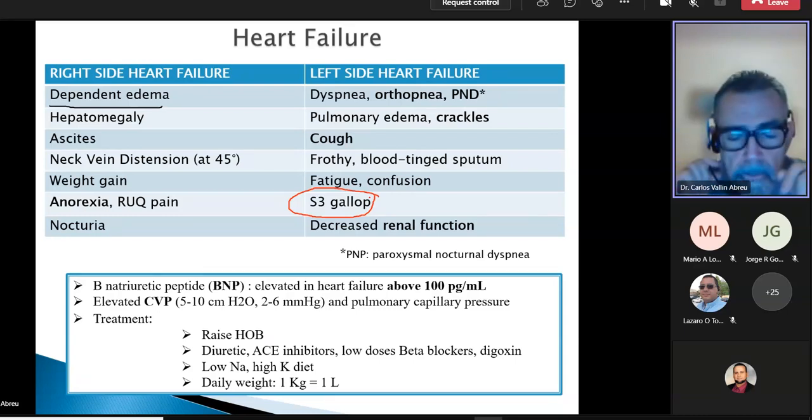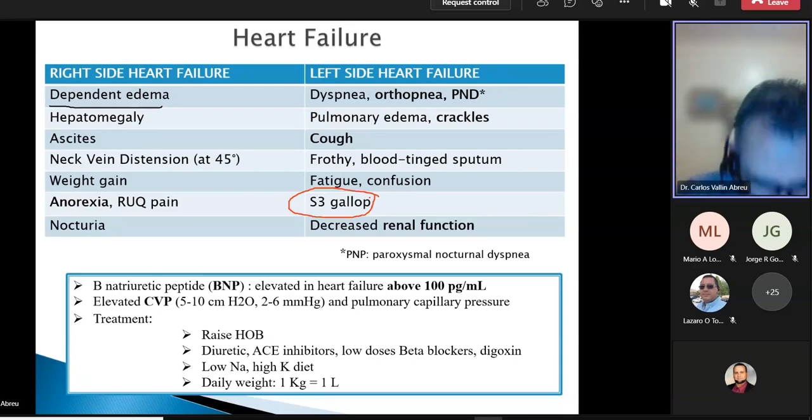So normally when you are hearing the heart, you're going to be hearing 1, 2, 1, 2, 1, 2. Now you are going to hear 3. 1, 2, 3. The normal is 1, 2. The abnormal is 1, 2, 3.